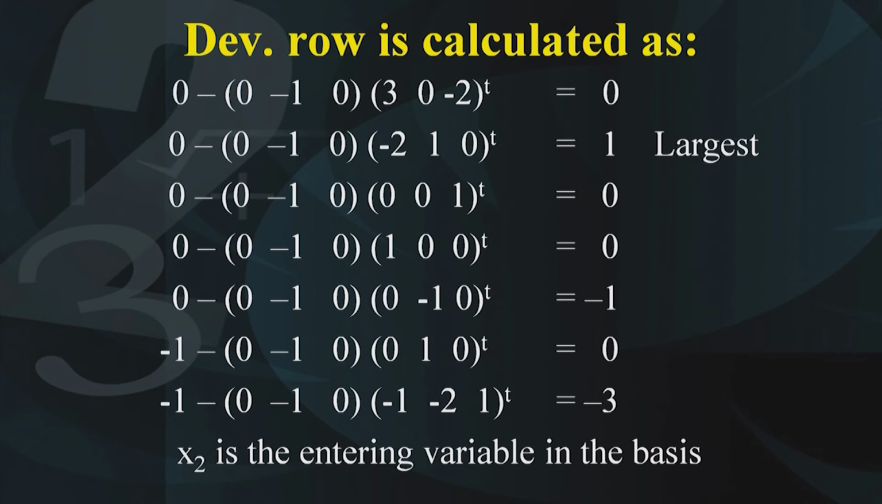Once all these deviation entries have been calculated, then we need to see which one of them is the largest, because that is the criteria for making sure that a particular variable is to enter the basis. And what do we find? We find that the entry in the second place, that is 1, is the only positive one and it is the largest. So, this indicates that the variable x2 has to enter the basis.